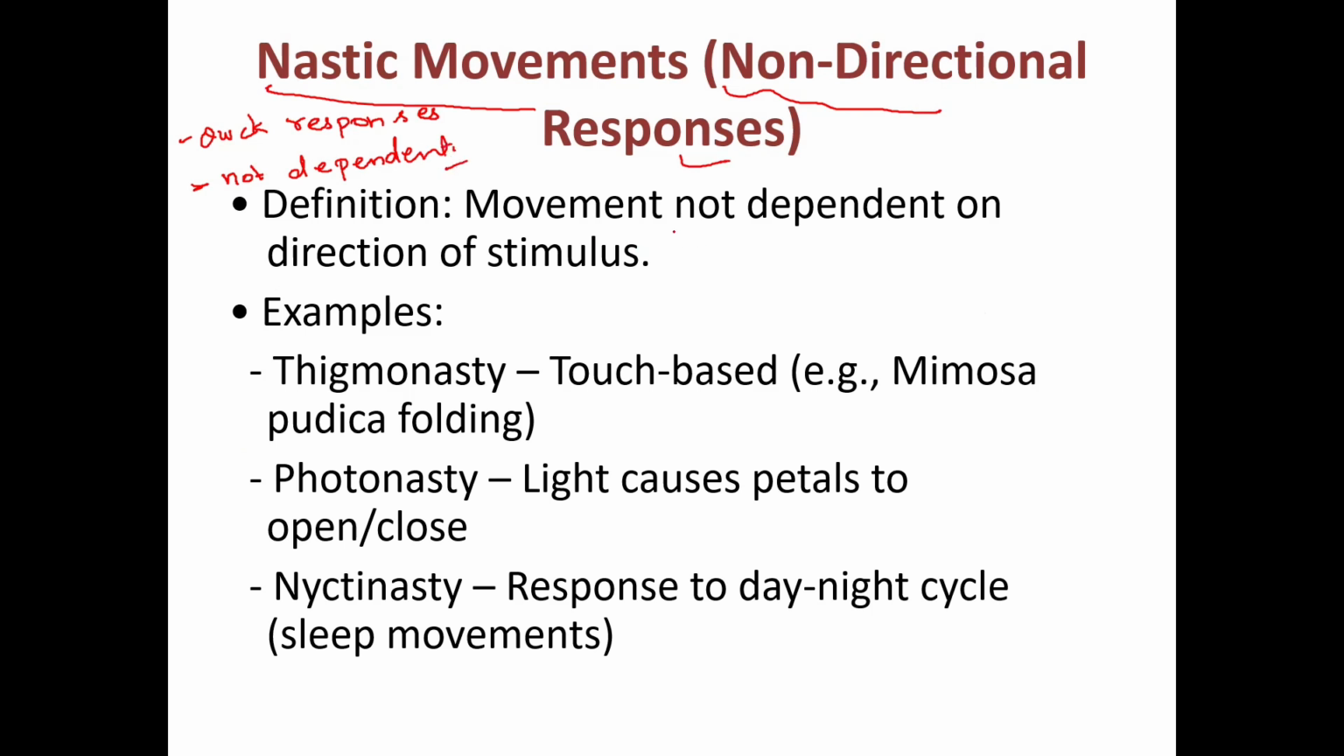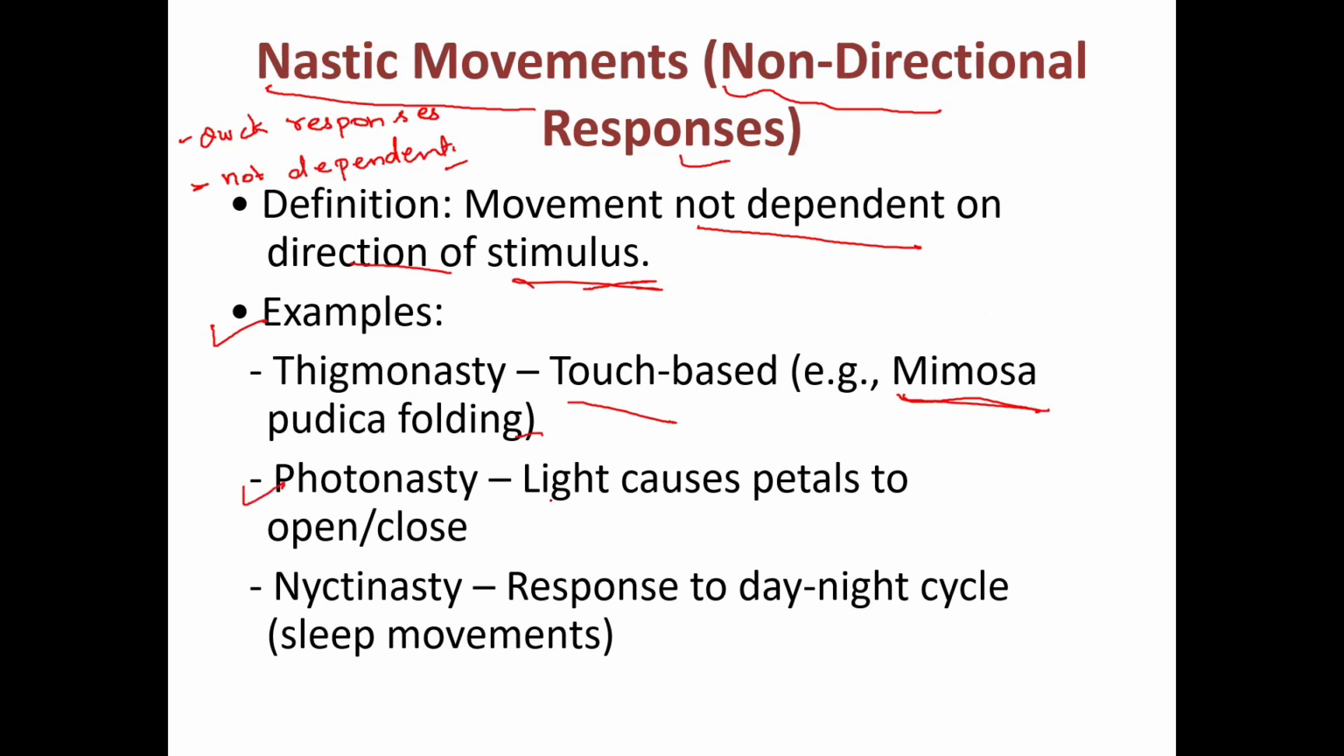Let's define it: movement not dependent on the direction of the stimulus. An example is thigmonasty, response to touch, such as Mimosa pudica folding. If I touch the touch-me-not plant, whose scientific name is Mimosa pudica, the plant shrinks and folds its leaves when touched.